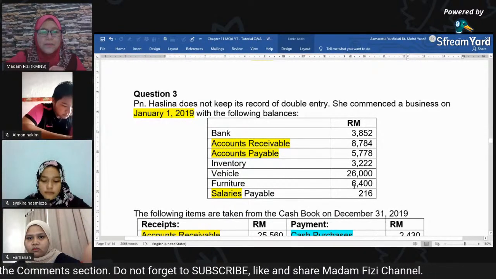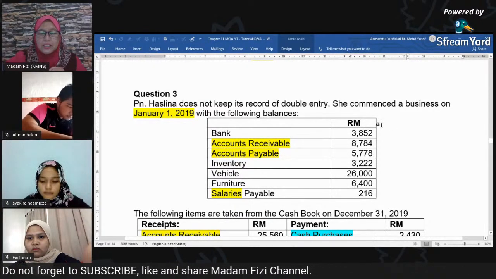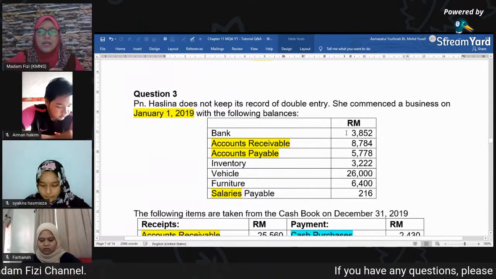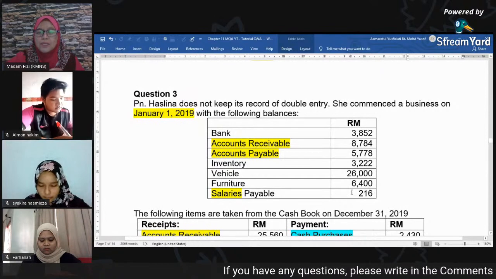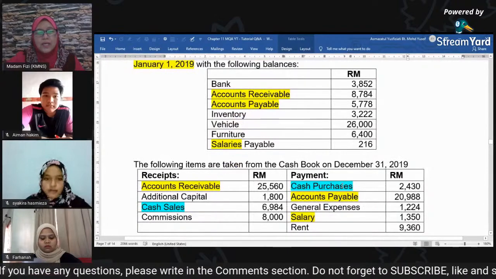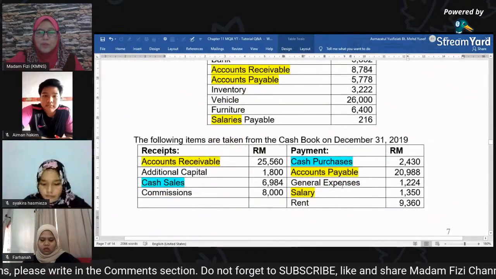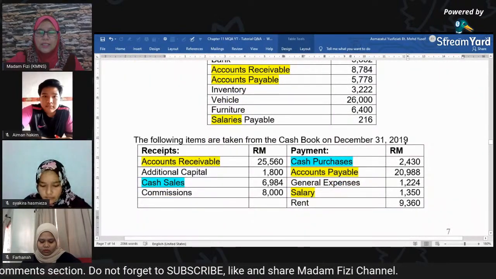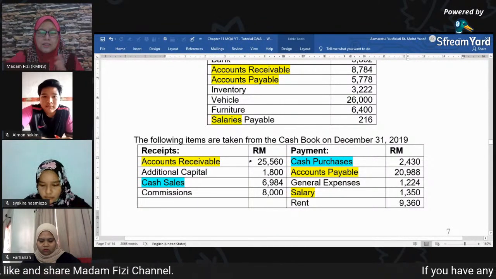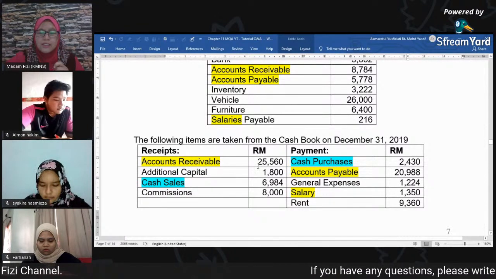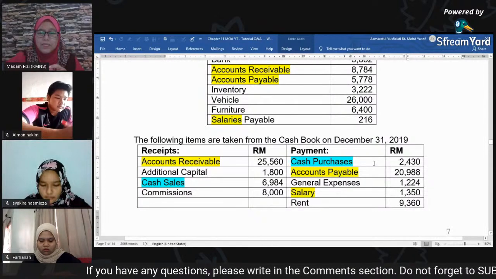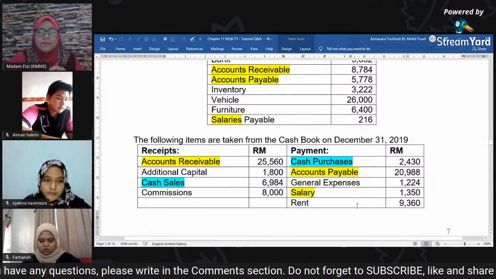Okay, it's okay. So this one is the opening balance for assets and liability. Okay, next. The following items are taken from the cash book on December 31st, 2019. So at the right side is receipt and at the left side is payment, detail of payment.